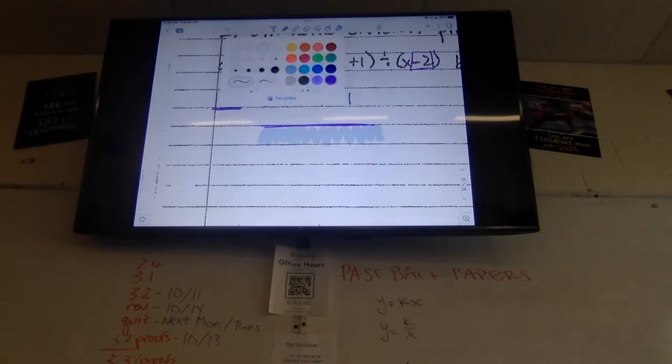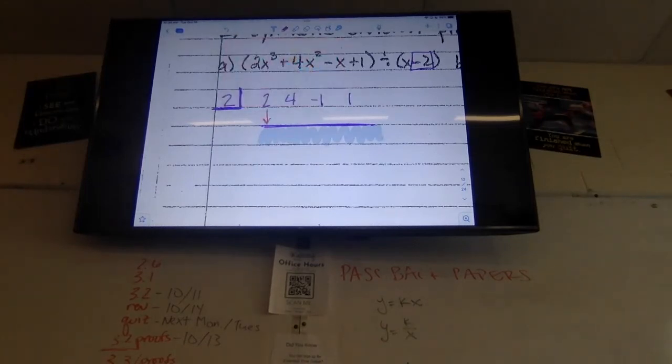And I start by taking the first number and I bring him straight down. Then I take the number that's below the line, multiply it by the number inside the house, and I put it on the line above. Does this seem right? Okay, good.